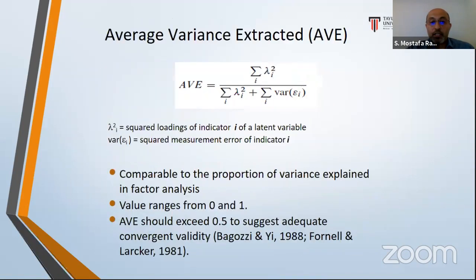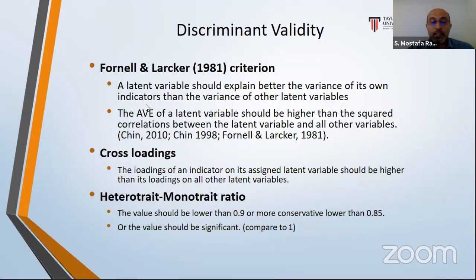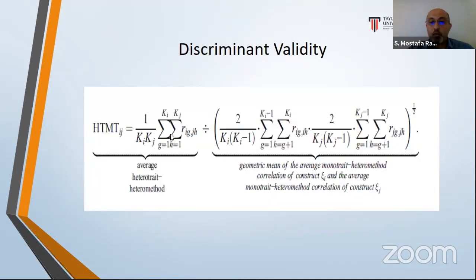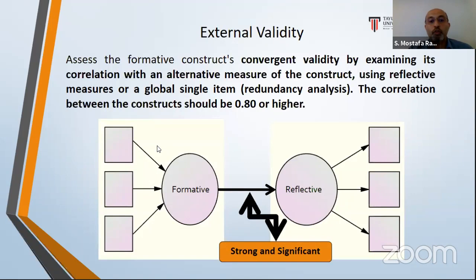Here I provided the formulas and equations for the different criteria. This is a formula for discriminant validity, but there is no need to calculate it because these criteria are calculated by the software. You can just use it and interpret your result.